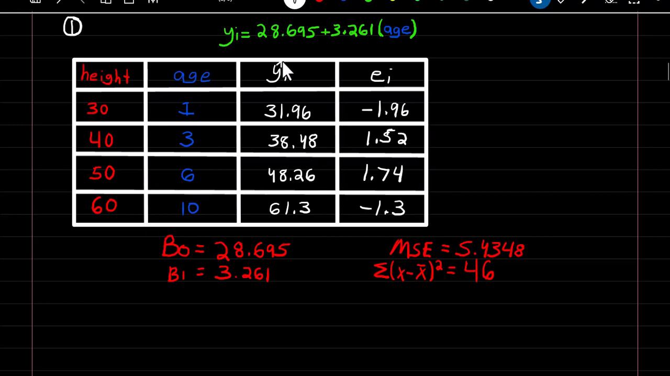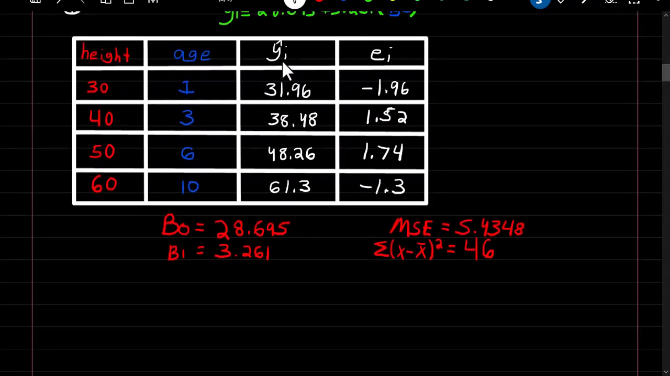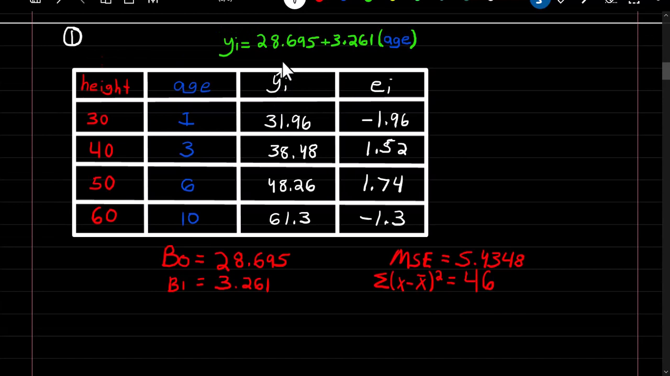In doing so we found the two parameter estimates of beta 0 and beta 1 to be 28.695 and 3.261. And then with those numbers, we were able to form predictions and then find the residuals to estimate the total model performance. But our parameter estimates of 28.695 and 3.261 are just estimates from one sample.